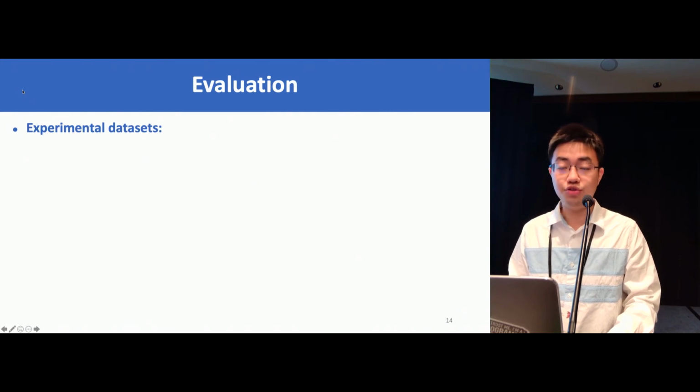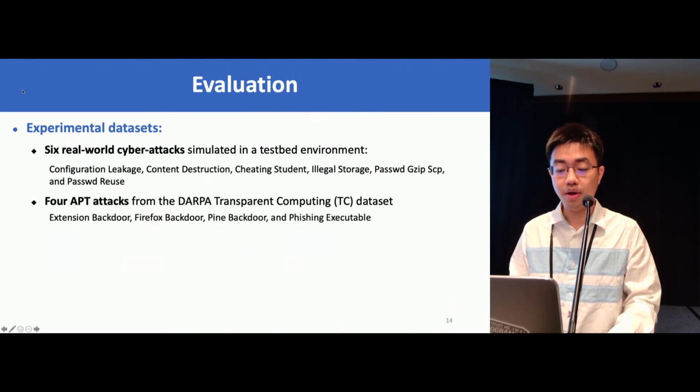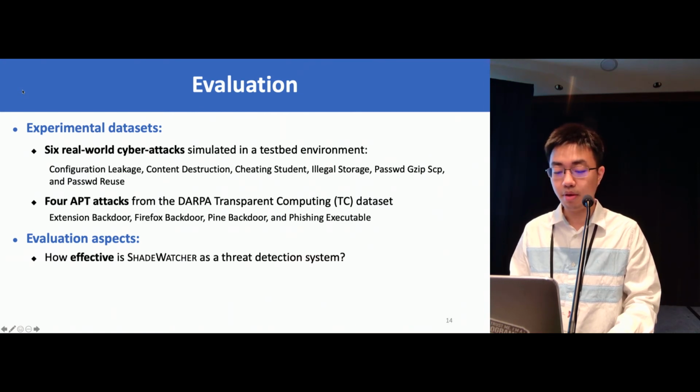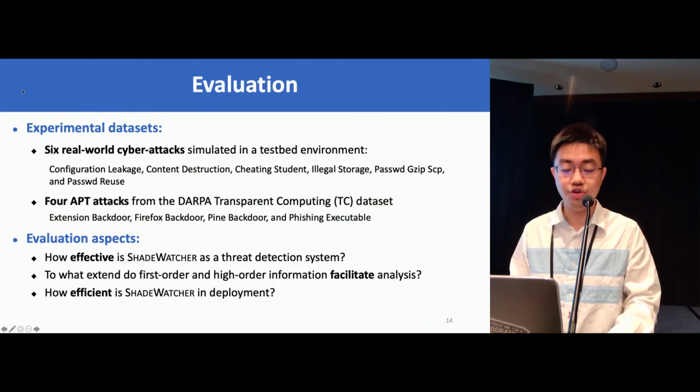To evaluate ShadeWatcher, we use 6 real-world cyber attacks simulated in a testbed environment, and 4 APT attacks from the DARPA Transparent Computing TC dataset. We focus on evaluating the following aspects. How effective is ShadeWatcher as a threat detection signal? To what extent do different order information facilitate cyber threat analysis? And how efficient is ShadeWatcher in deployment?